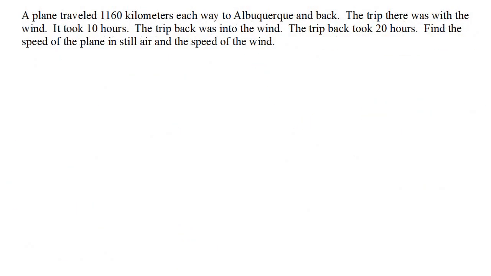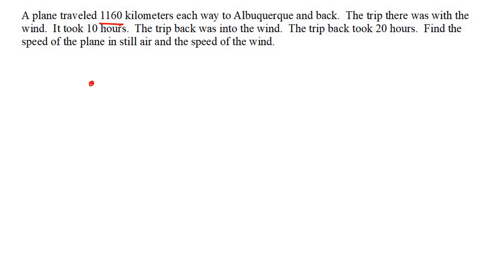So we still have 2 more examples. I know that this is a fairly long lesson, but it's got all the good examples and the typical ways that they could ask it in class. So here we go. It says that a plane travels 1,160 kilometers to Albuquerque and back. The trip there was with the wind. It took 10 hours. Okay, let's just draw something out here.